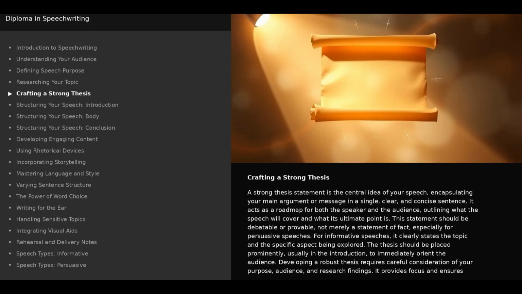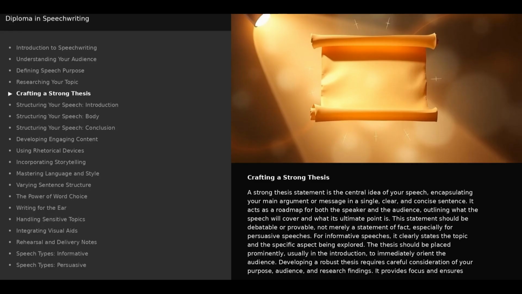Crafting a strong thesis. A strong thesis statement is the central idea of your speech, encapsulating your main argument or message in a single, clear, and concise sentence. It acts as a roadmap for both the speaker and the audience, outlining what the speech will cover and what its ultimate point is. This statement should be debatable or provable, not merely a statement of fact, especially for persuasive speeches. For informative speeches, it clearly states the topic and the specific aspect being explored.